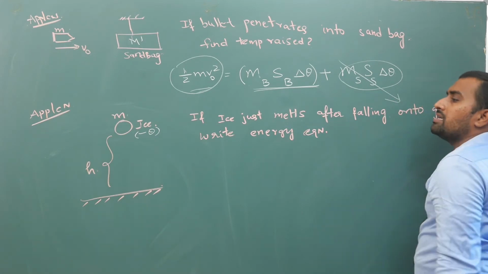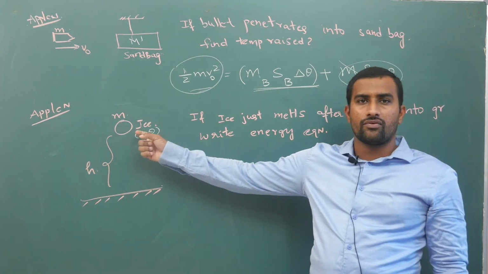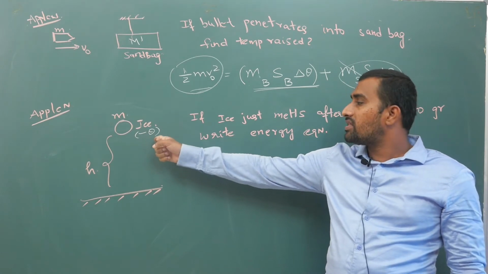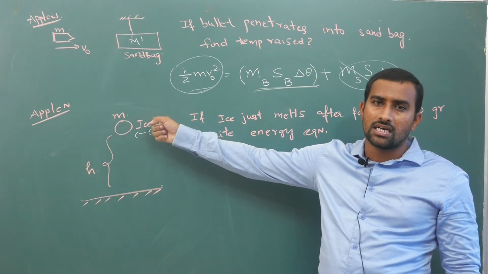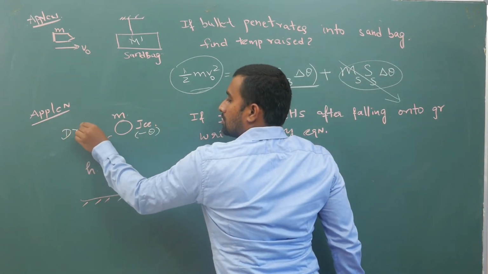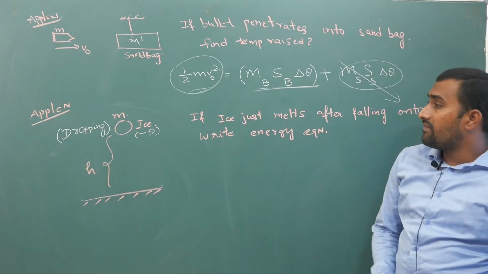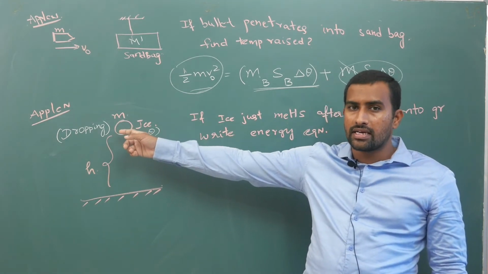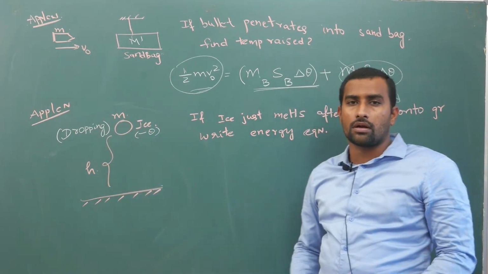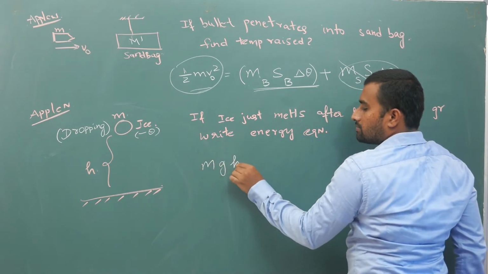Now when ice falls onto the ground, initially you have potential energy of mgh. If initially there is kinetic energy, you have to take that kinetic energy as well, but let us say it is dropping. I have given it in the question that it is dropping. If there is velocity, you have to consider kinetic energy half m v naught square along with potential energy of mgh. So here it is just simply dropping.